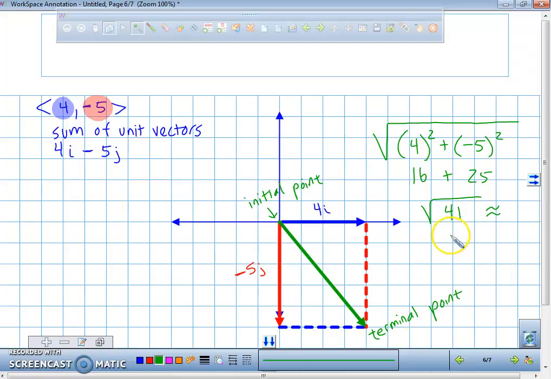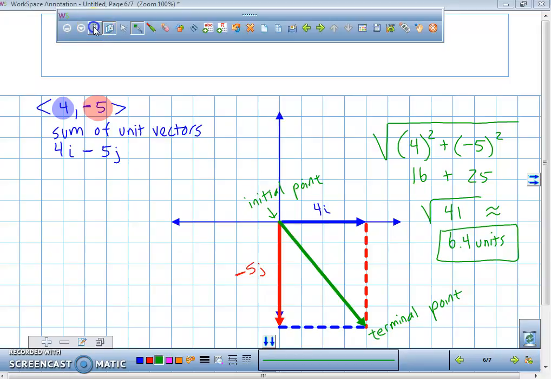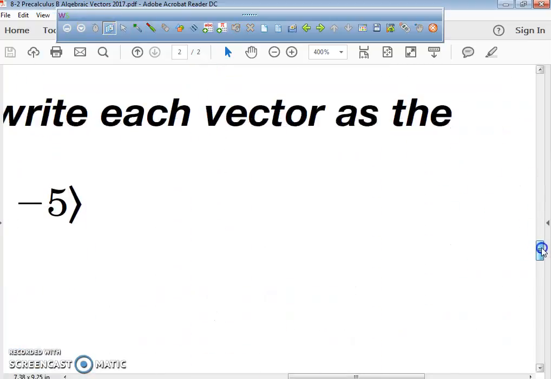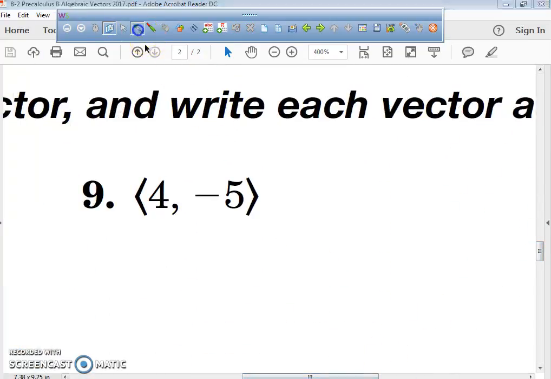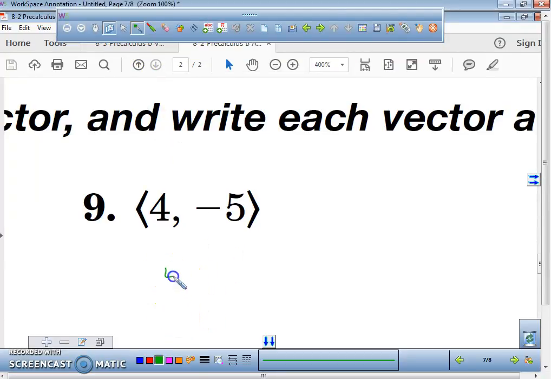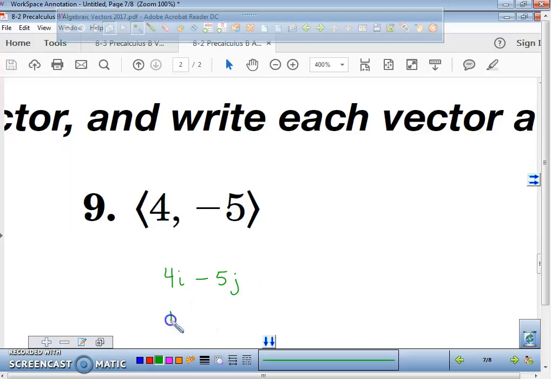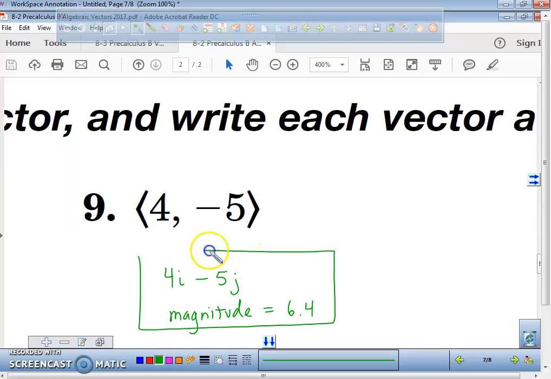what's the square root of 41 approximately equal to? 6.4? Okay. So our magnitude, everybody, for this problem was 6.4 units. Now some of you might be saying, well, what's the answer? Well, the answer to number 9 was 4I minus 5J, and it had a magnitude of 6.4. Not very difficult. Pretty easy.